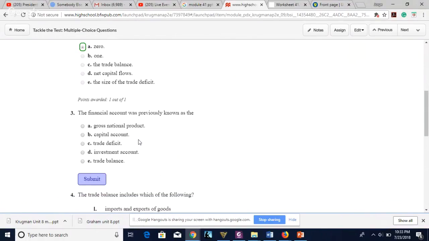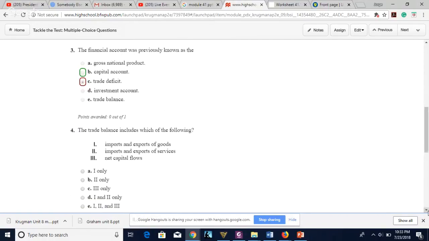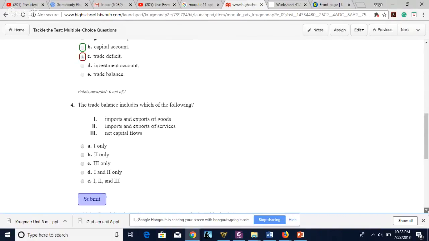The financial account was previously known as capital account. Let's say I made a mistake for some reason. Let's say I just click here, trade deficit. Let's see what happened. Yeah, as you might know, it was previously known as capital account. Well, you can continue working.